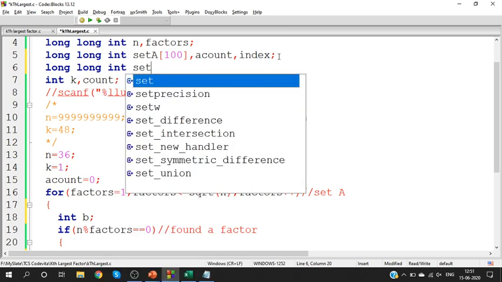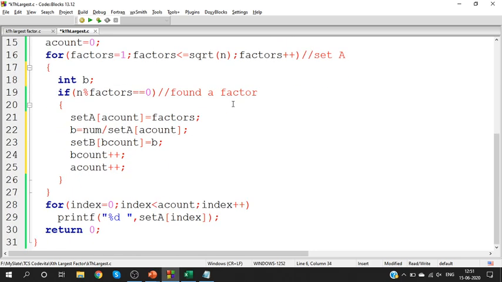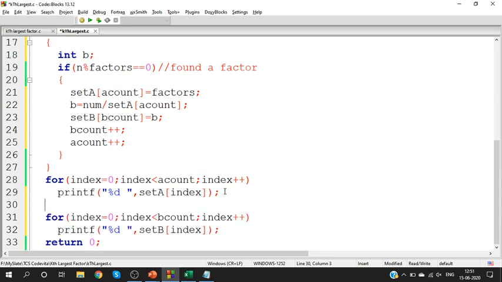Long int set b of 100, b count. Okay, so I've calculated sets a and b. Now I'm going to print set b also. After printing set a, another for loop to print set b, b count, set b of index. Similar to set a, I'm printing set b to show you the difference, with a new line. Clear? Printing set a's values, new line, then set b's values.